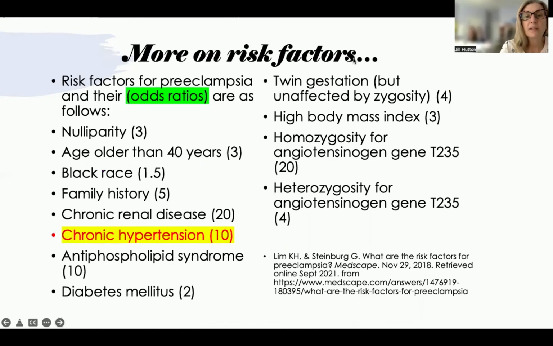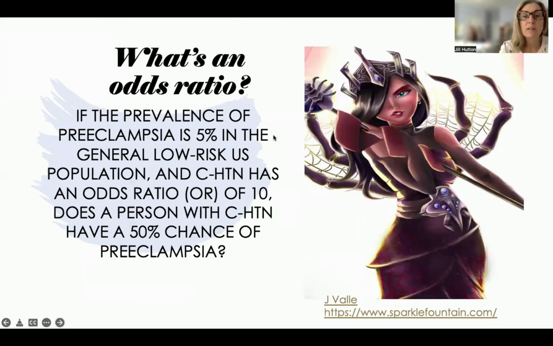So more on risk factors. This list is from Medscape, and these are risk factors of preeclampsia. And this list gives us the odds ratios. You'll see that the odds ratios vary, and in fact they do carry some weight, such that someone with chronic hypertension has a much more significant chance of developing preeclampsia than someone who's just having her first baby. But what does this mean? So what is an odds ratio?